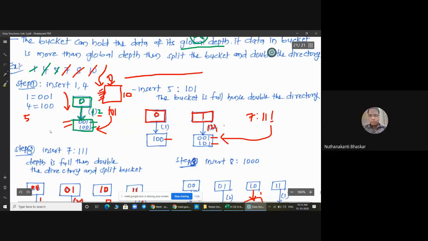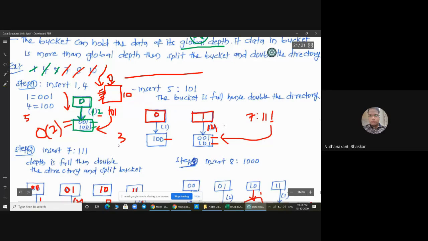Maximum 2 means that the global depth is nothing but the time complexity of that particular extensible hashing mechanism. Yes or no? If the global depth is increasing, then your time complexity is increasing. That's why here the global depth you have to take a very small number. Even 3 is not a problem.